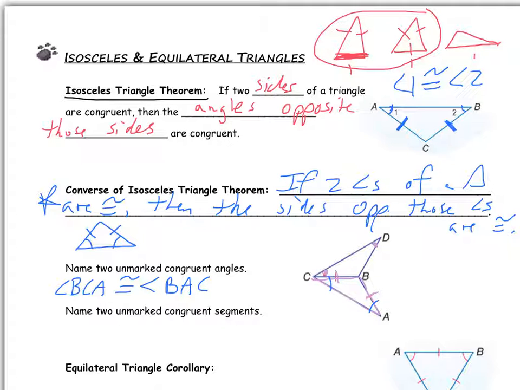Now the second one says to name two unmarked congruent segments. Well, if we're looking at this triangle now, we have two angles congruent, and using the converse of the isosceles triangle theorem, we can say that if the angles are congruent, then the sides opposite those angles are also congruent. So those segments would be CB and BD. Those two segments are congruent.